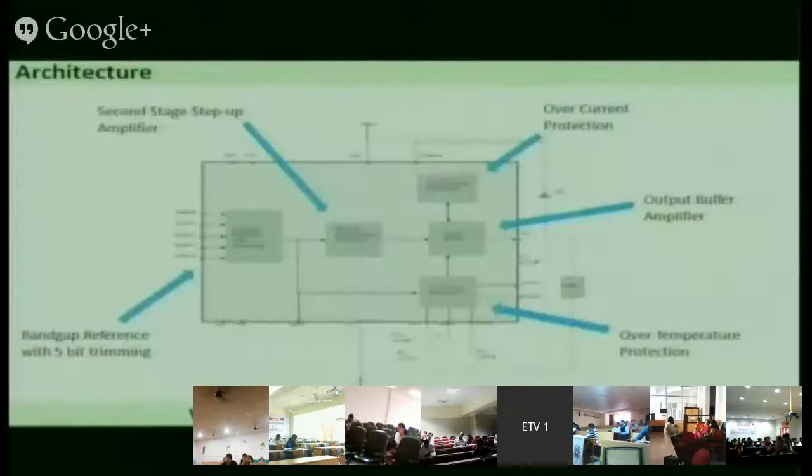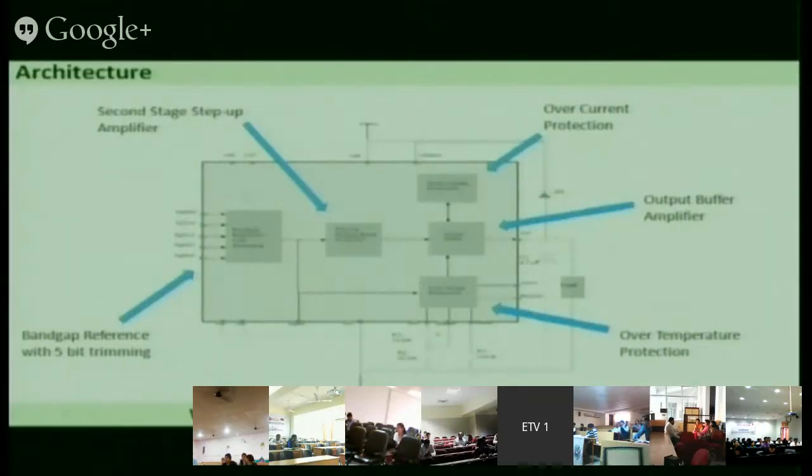So many are the parameters of this regulator, this circuit. Now, this is the architecture. I don't know if it is visible to you clearly or not, but I will explain the various blocks of this. First block, this one, if you are seeing, this block is a band gap reference.